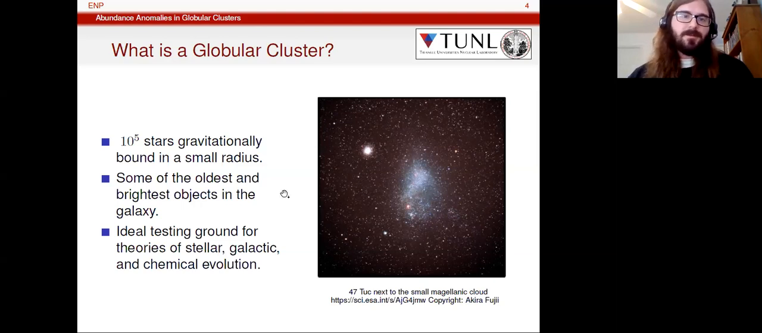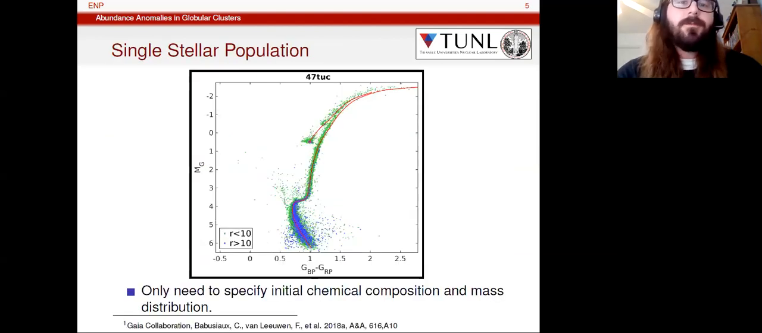And so these objects are some of the oldest in our galaxy, and because of the amount of stars within them, how old they are, and how they've been relatively isolated from the galaxy around them, they make ideal testing grounds for theories of stellar evolution, galactic evolution, and the chemical composition of them is also of interest. So for about the past 30 or 40 years, for some recent work that I'm going to show, these objects were thought to comprise a single stellar population.